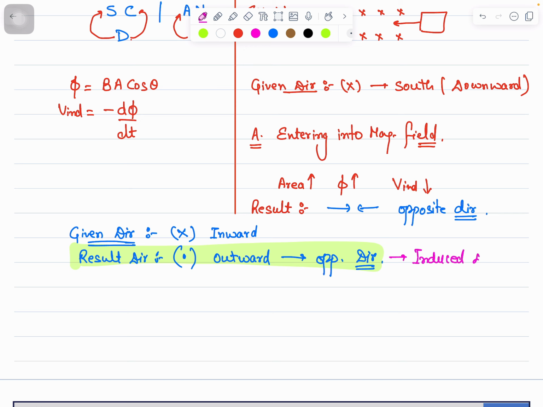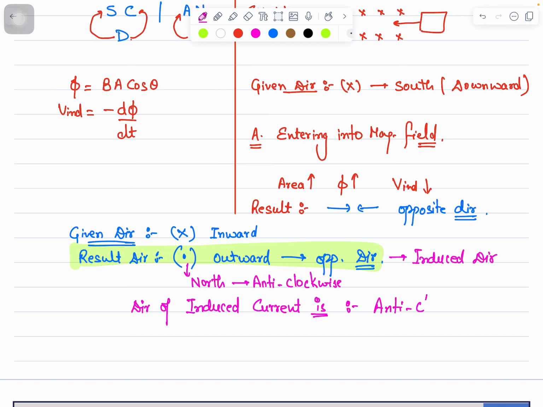Induced direction. Then what should be the result? The direction of the induced current is, okay, dot is with north. Yes or no? And north is with anti-clockwise. Yes or no? So the final result is anti-clockwise.